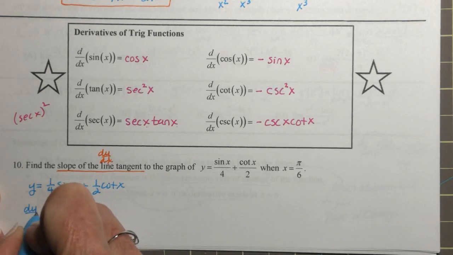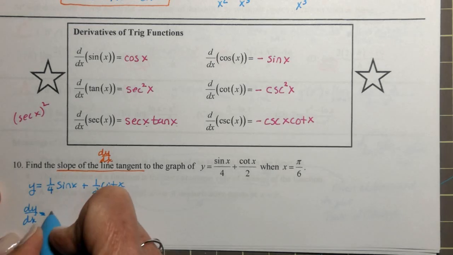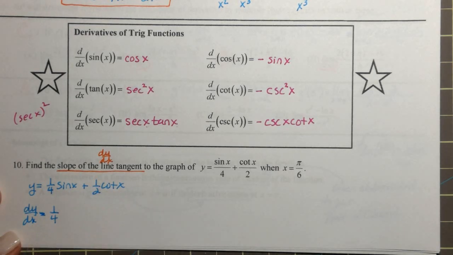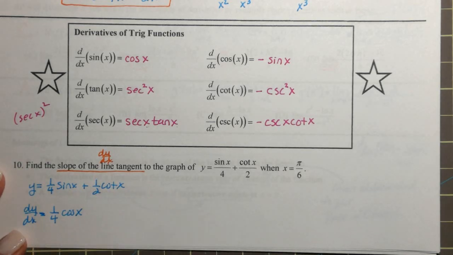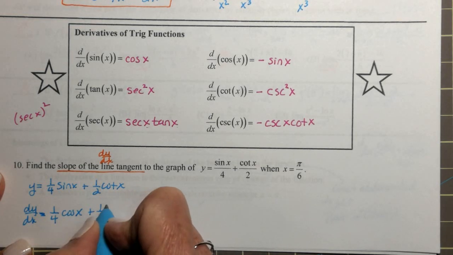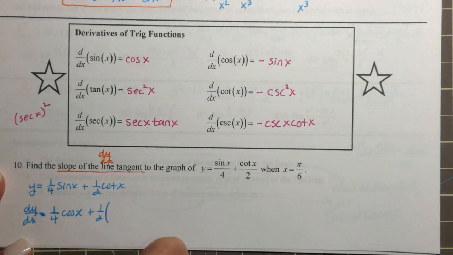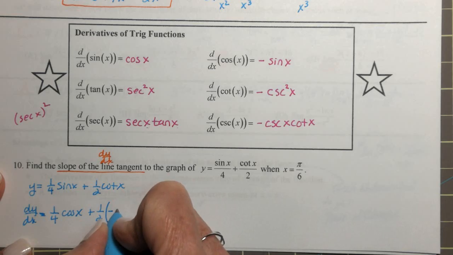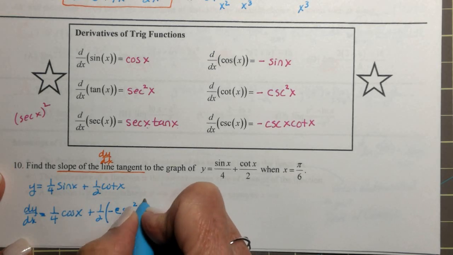Now I'm going to find the derivative. Okay. The 1/4 just gets multiplied by the derivative of sine, and the derivative of sine is cosine of x. Don't forget your x's. The 1/2 just gets multiplied by the derivative of cotangent, but the derivative of cotangent is negative, so negative cosecant squared x.